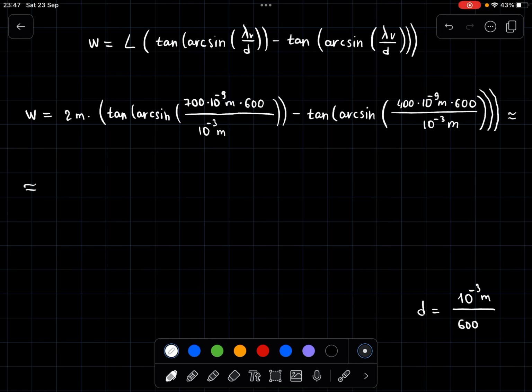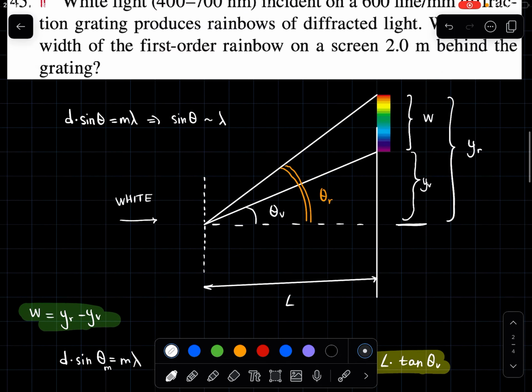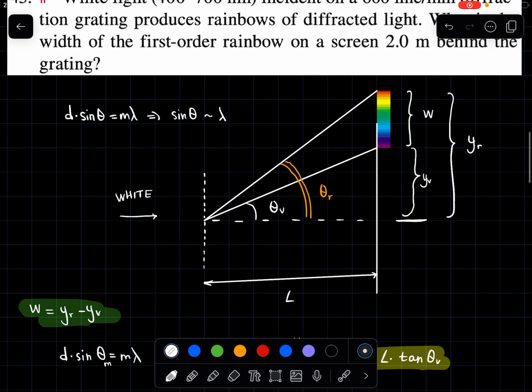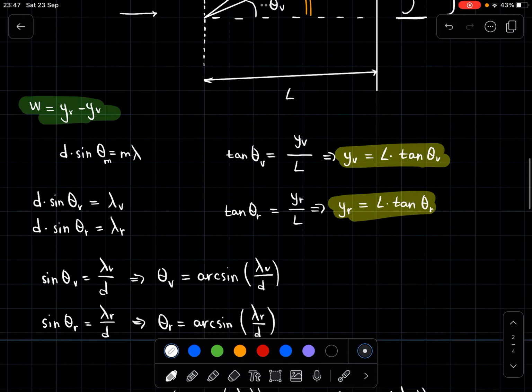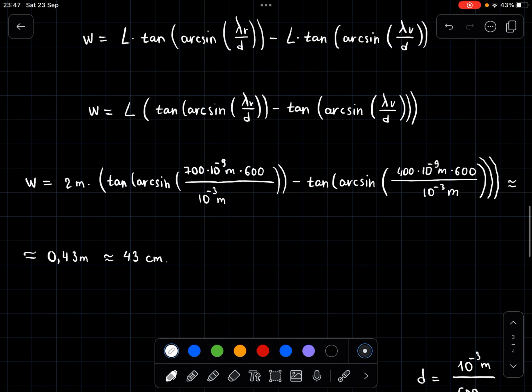So my calculator says it will be 0.43 meters. Okay, 0.43 meters, or I can say that it's equal to 43 centimeters. So the width of this rainbow will be 43 centimeters. So that's all.